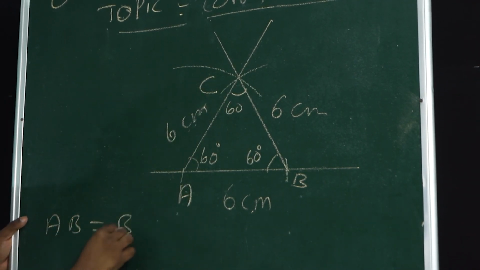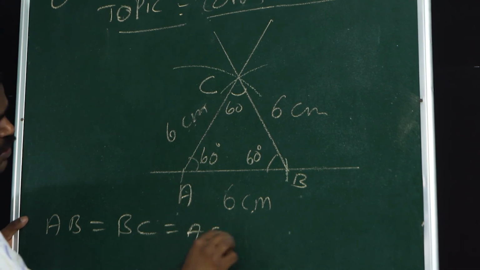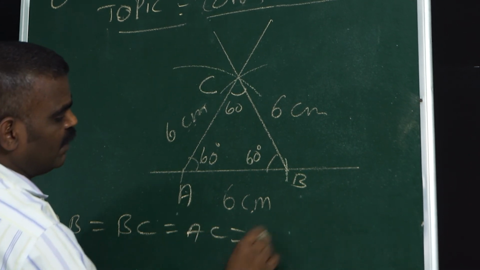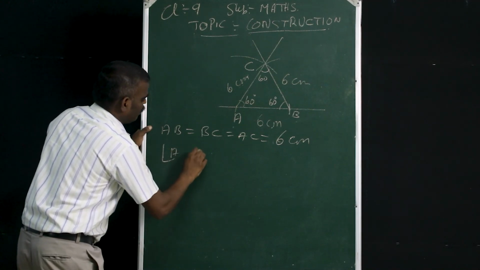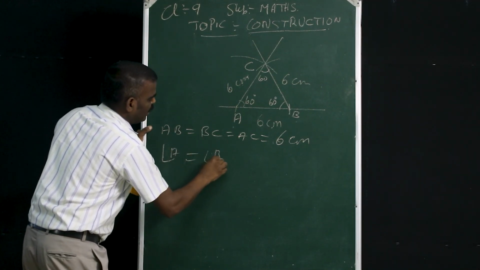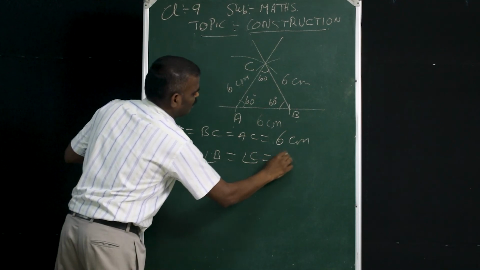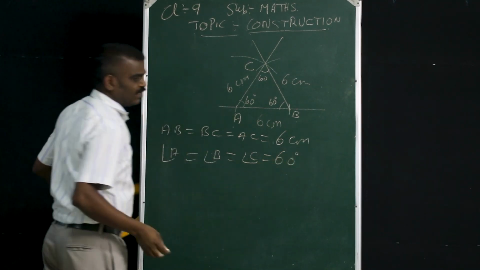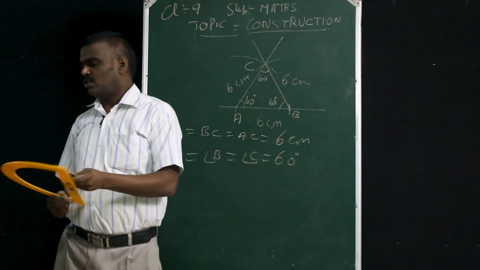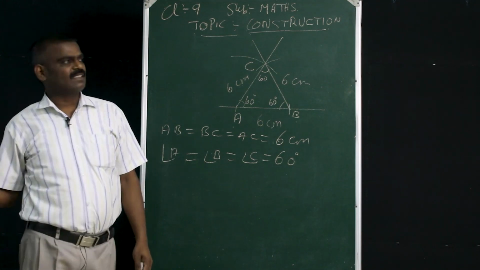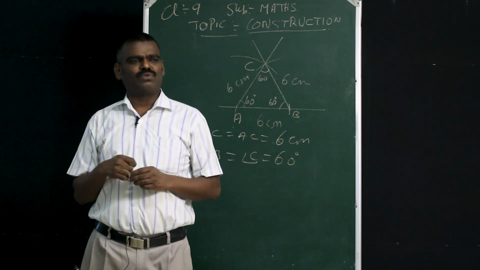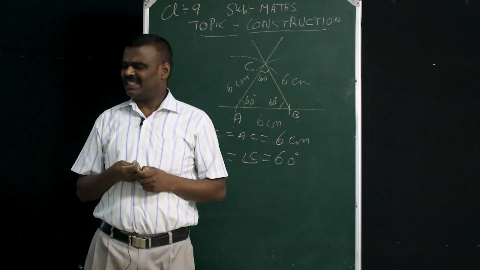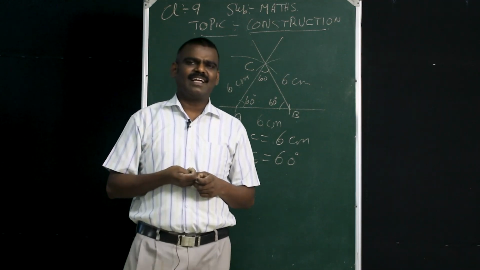AB equals BC equals AC, equal to how many centimeters? 6 centimeters. Angle A equals angle B equals angle C, equal to how many degrees? 60 degrees. So one exercise is completed. Children, we'll be back in the next period with the next exercise. Till then, see you.